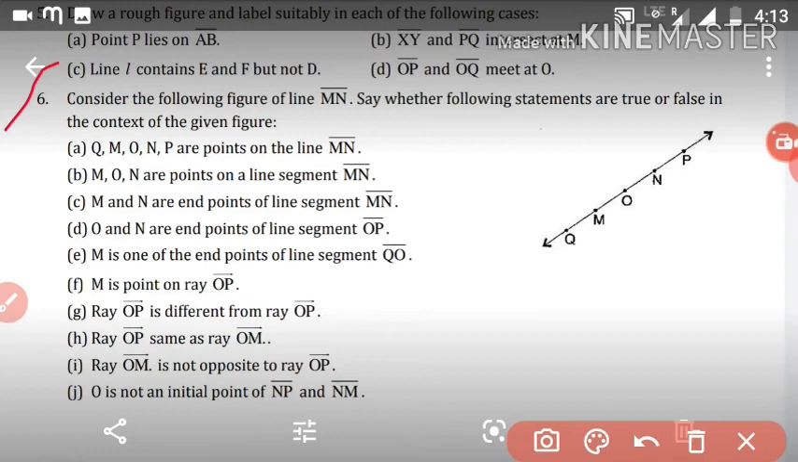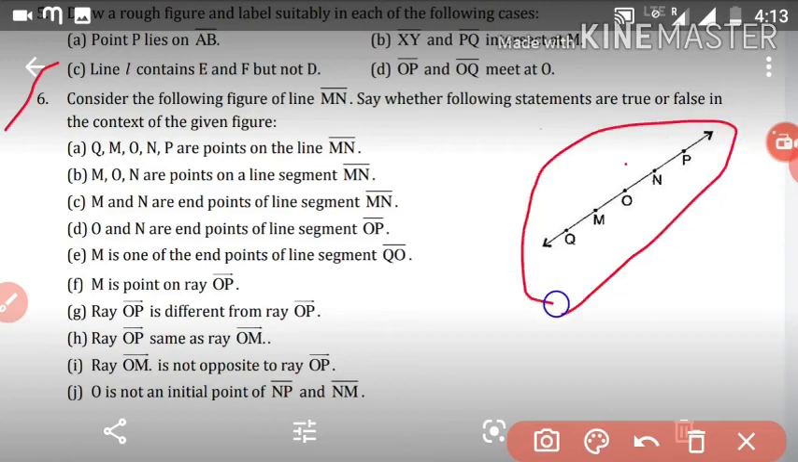Consider the following figure of line MN. So you have to consider this line MN. Say whether the following statements are true or false in the context of the given figure. So in the context of this given figure, you have to say whether this is true or false.